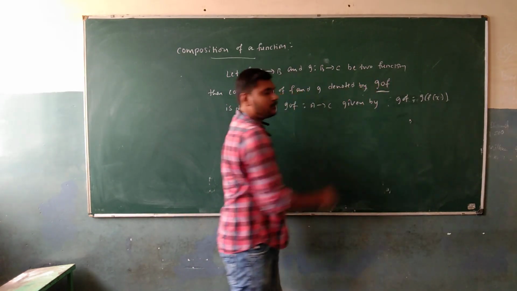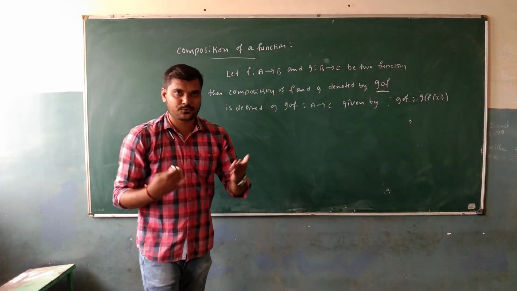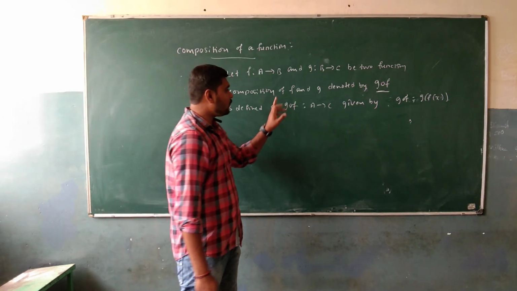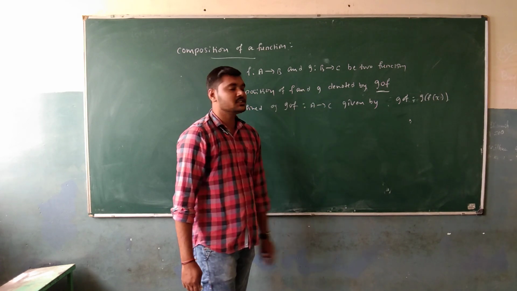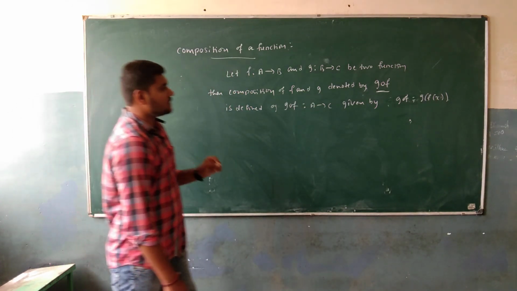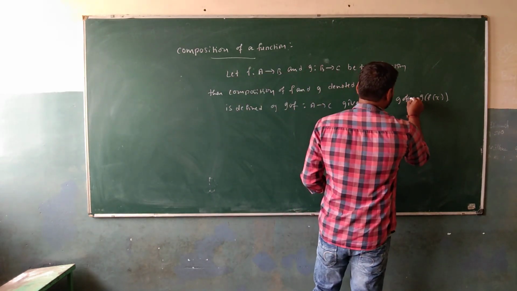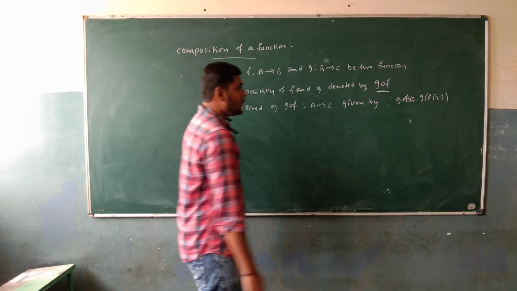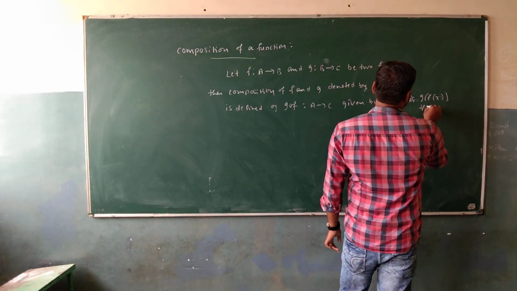We can say that g of f can also be pronounced as gof. It is defined as gof from A to C, given by gof of x is equal to g of f of x, for all x belongs to A.